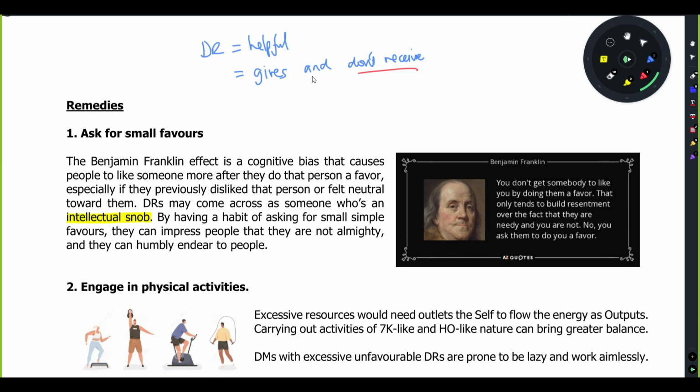And therefore, perhaps all direct resource people, in fact, everyone, should think about practicing what we call the Benjamin Franklin effect. The Benjamin Franklin effect is a cognitive bias amongst humans, where they begin to like somebody more if they do that person a favor. So this favor is a very easy, simple favor. You can just approach a stranger and say, excuse me, do you have a pen?